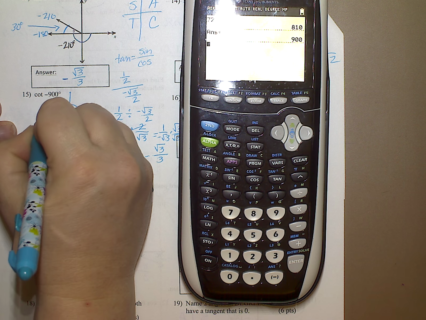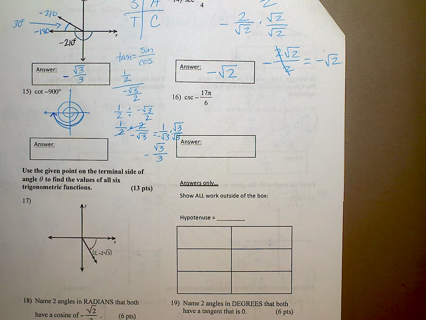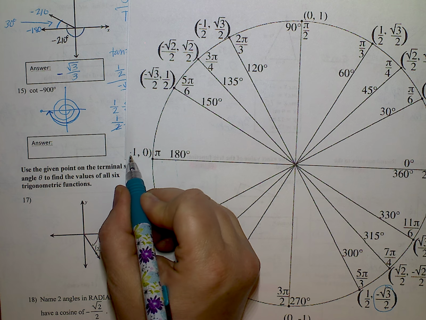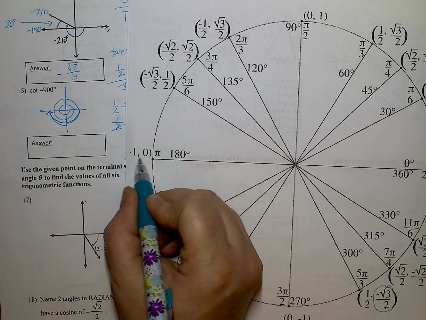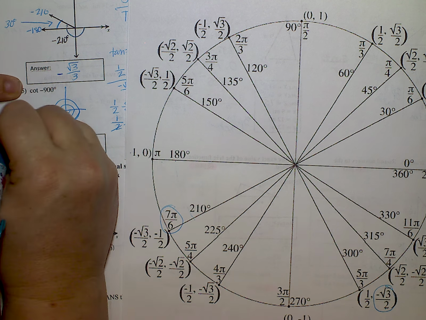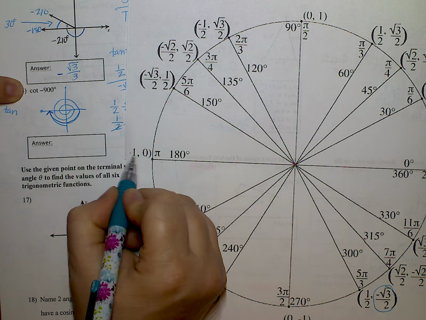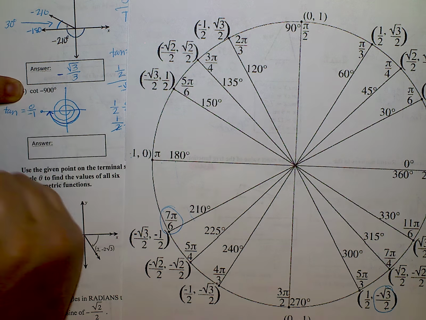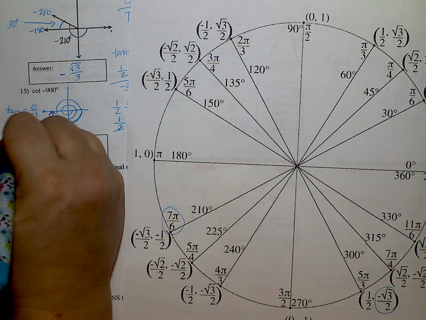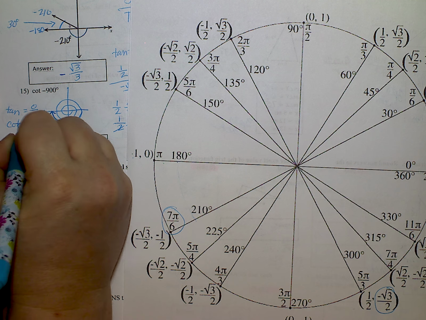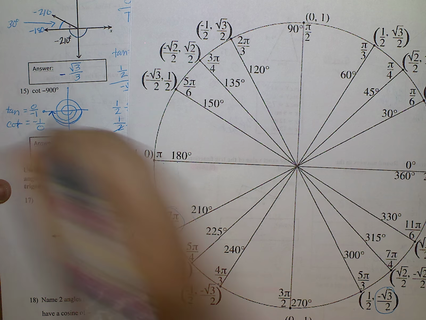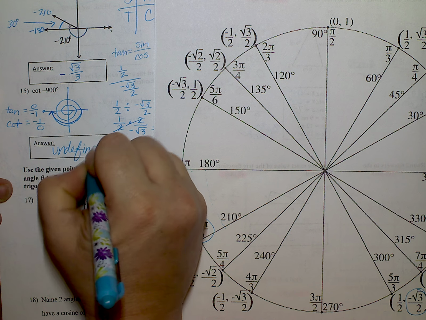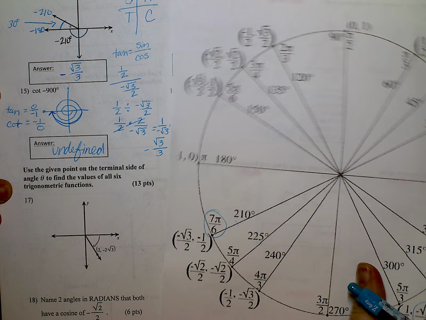So this angle, if I look at my unit circle, I have negative 1 comma 0. The negative sign's kind of falling off the page, but we know that's negative 1. And I know tangent is sine over cosine, y over x, which would be 0 over negative 1. What is cotangent then? Negative 1 over 0. So what does that mean my answer is? Undefined, because I can't have a 0 on the bottom.